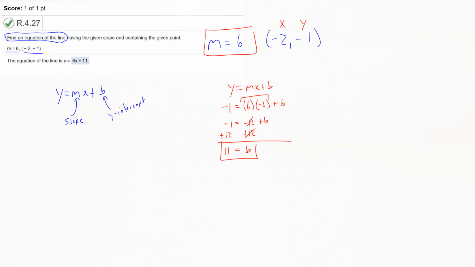They started us with our m value, and so our final answer for this, our y equals mx plus b, is going to be y equals 6x, which was given to us, and then plus our b, which is what we just solved for, which is 11. And that's our final answer.